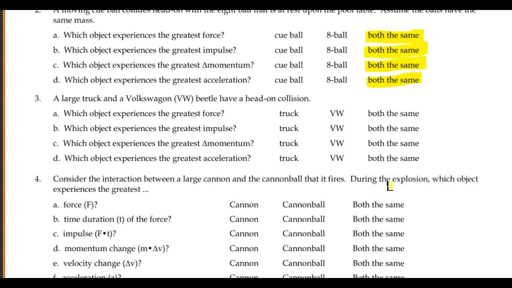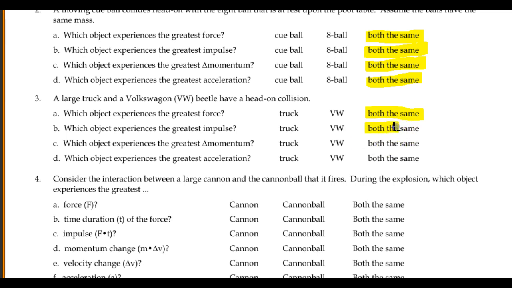Okay, a large truck and a Volkswagen Beetle, which we assume to have much less mass. Which object experiences greater force? Again, they must both be the same. There's no choice here. The third law of motion, a scientific law, which is something that humans have never been able to break, says it must be the same.